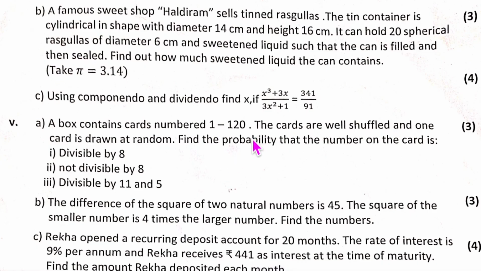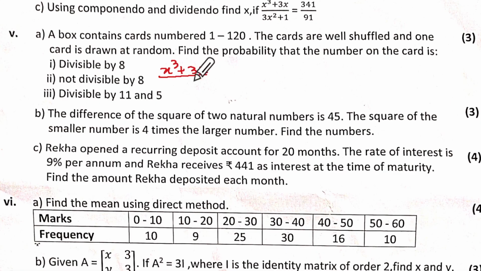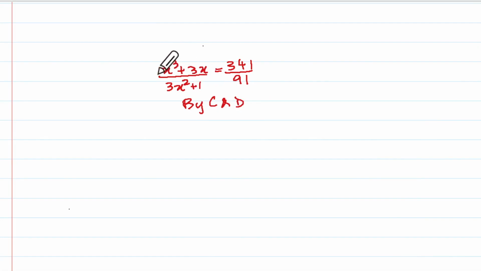Let us come to the last one. What is the last one? This one, they say using the properties of proportion, correct? So you are going to write x cube plus 3x. How many of you can do this mentally? Is there anyone who can do this mentally? Yes, ma'am. Very good. Those who do not know how to do this mentally, please understand that this is a pattern where if you use componendo and dividendo, you will get this plus this upon this minus this.